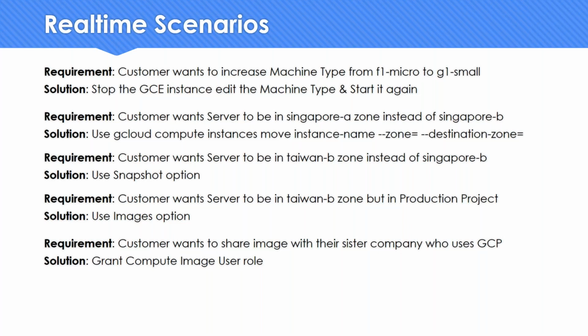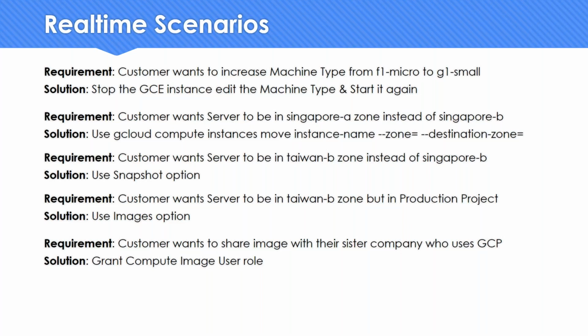What you're going to use is basically share this image, give only read-only access to your sister company who's using a different account altogether, just give them the compute image user role. If you just give this role, they can easily reference this image and create a virtual machine in their account. So when they provision it, you are not going to incur any cost to their image when they use the image. You're just sharing it. Then they will use that image and create a virtual machine there. So this way you can share your image also.